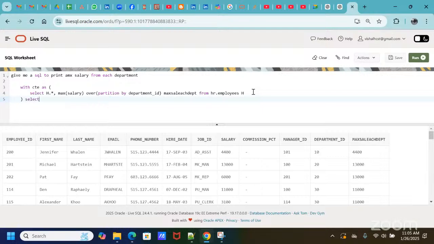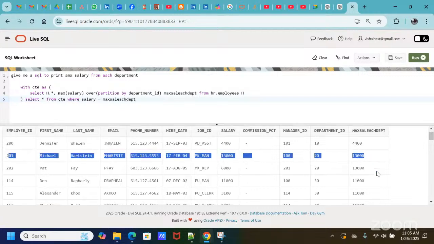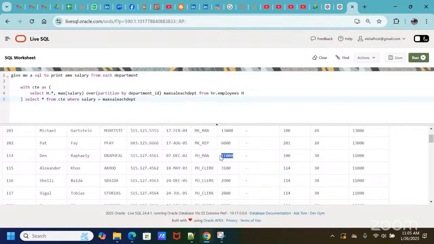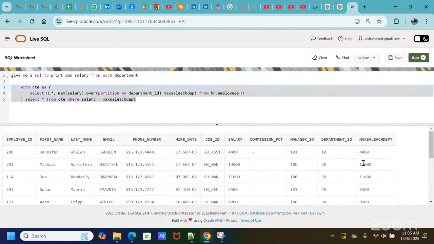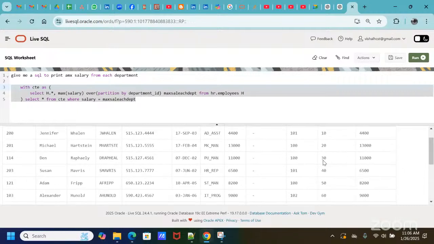I'm writing here select star from CTE where my salary equals this salary. When 13,000 matches 13,000, that is the person in department 20 taking the maximum salary. When 11,000 matches 11,000, this is the person in department 30 taking the maximum salary. See this? Got it? This person for 10, this for 20, 30, 40, 50. For each department we got the data.